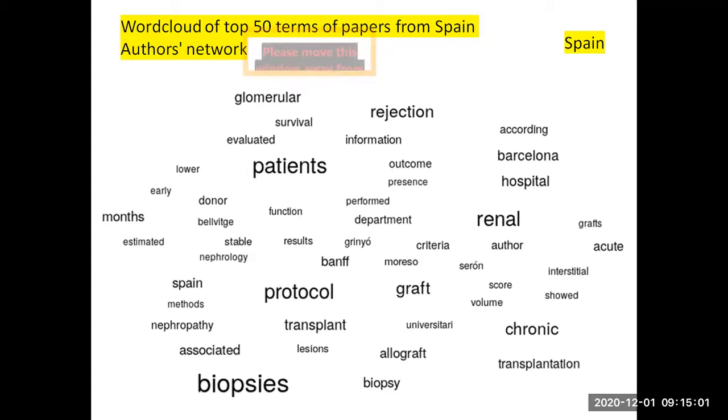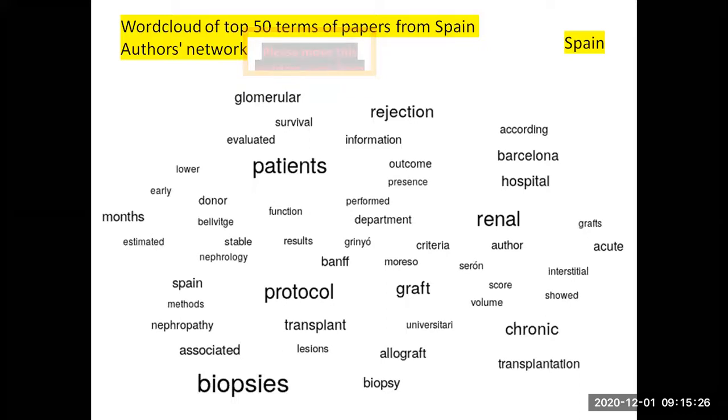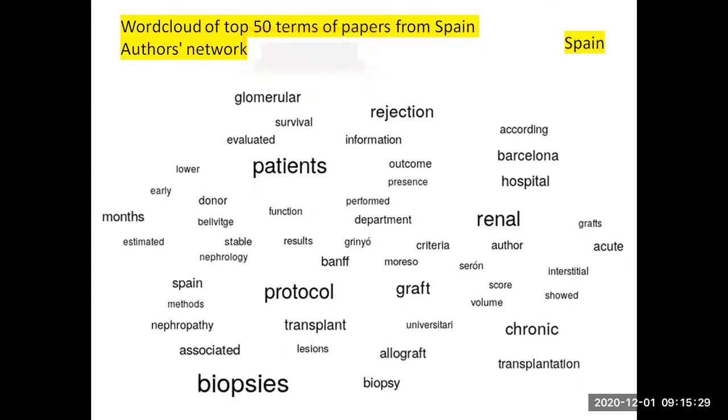This is actually using a word cloud of the top 50 terms of papers from Spain. You can include more terms or fewer, but 50 seems to be a reasonable number to start with in order to show trends and patterns through which we can understand who these authors are and what their focus is. You can see that the word biopsies is coming as a dominant word here.